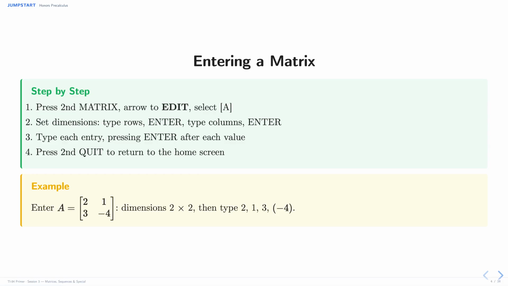First, press the second key and then the matrix key. Navigate to the Edit tab and select a matrix, like A. Set the dimensions by typing the number of rows and pressing Enter. Then type the number of columns and press Enter again. Enter each entry one by one, pressing Enter after each value. When you're finished, press the second key and then quit to return to the home screen. For example, to enter the matrix A with dimensions 2 by 2, type 2, 1, 3, and -4.